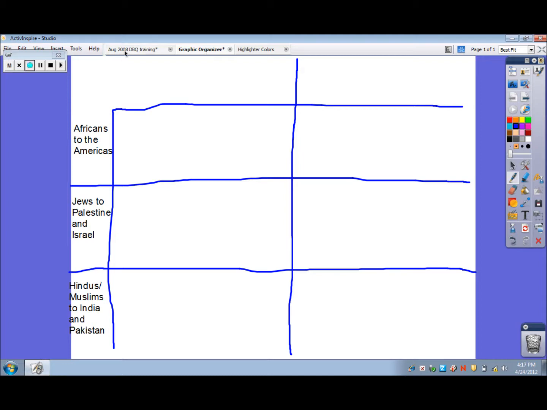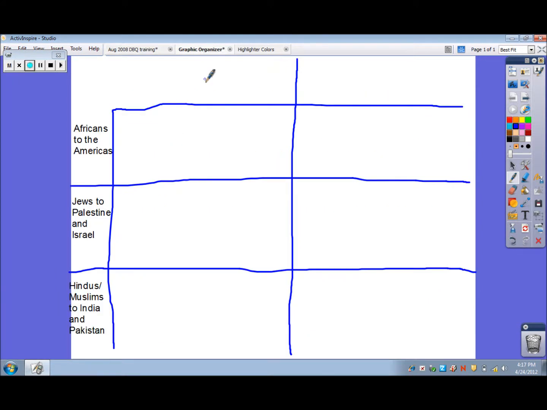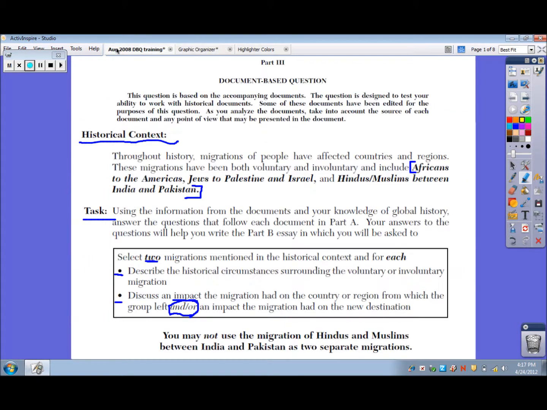But I'll briefly go through the system again. You're writing about 2 migrations. So usually I teach you the phrase F the 2, but we modify it and we do E the 3 first. So we want to create a graphic organizer like this with each of the 3 groups right here that I'm just kind of highlighting here randomly in the left-hand margin. And again, you're getting these groups, Africans, Jews, and Hindus, Muslims, from the historical context right here in which I bracketed.